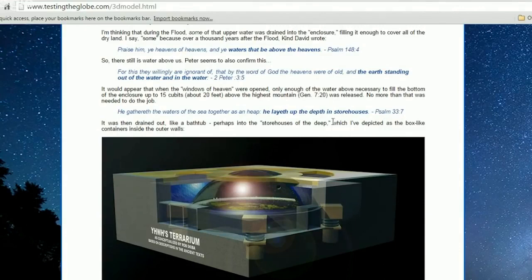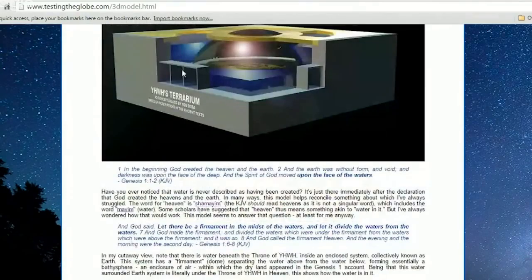And we see in Psalm 33:7, "He gathered the waters of the sea together as an heap. He layeth up the depth in storehouses." So my theory on this is, where does the water go? Is that it was then drained out basically like a bathtub, and perhaps into the storehouses of the deep, which I've depicted as these box-like structures inside the walls there. So if you can imagine, these are all the way around, these kind of storehouses, that if this whole thing is filled up.